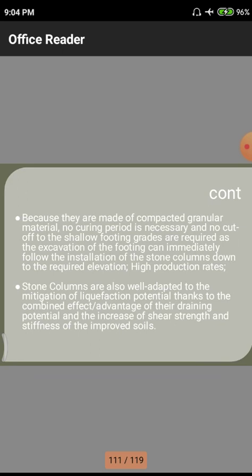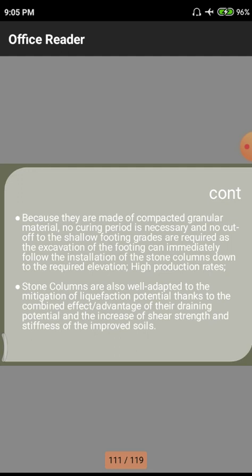Because of these compact granular materials, no curing period is necessary, and there is no need to cut off the shallow footing grades as required, as the excavation of the footing immediately follows the installation of stone columns down to the required elevations, giving high production rates. These stone columns have to be constructed at a high production rate with a shorter span of time and less labor. Previously we used sand drains and other methods, all similar to these stone columns, but stone columns give a huge improvement in soil bearing capacity.